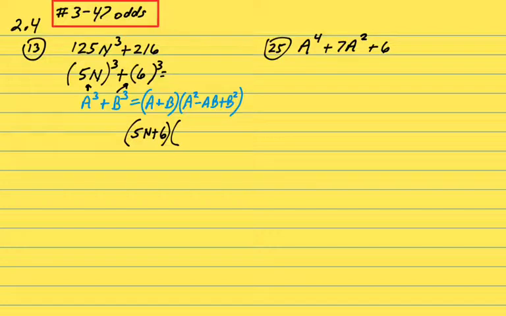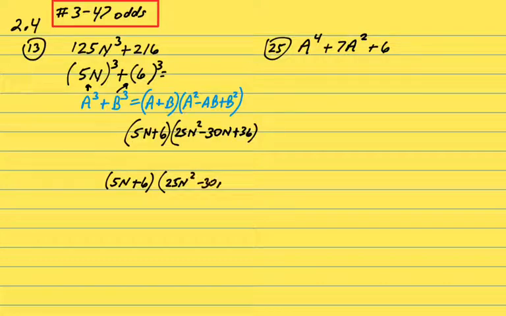If A is 5n and I square it, you get 25n squared. Minus, because that's part of the formula, A times B. 5n times 6 is 30n. Plus b squared. If b is 6, 6 squared would be 36. So this is going to factor to 5n plus 6 times 25n squared minus 30n plus 36.